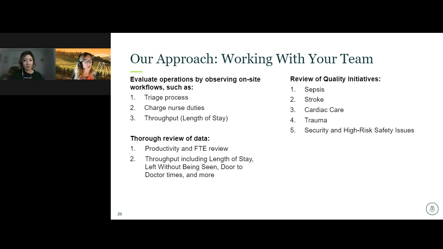So again, going back to working with your team, we'd be happy to come in and review any quality initiatives. We take a thorough review of your productivity, your FTE review, any of your metrics, triage process, charge nurse duties, any of those things we would do as we worked with your team.